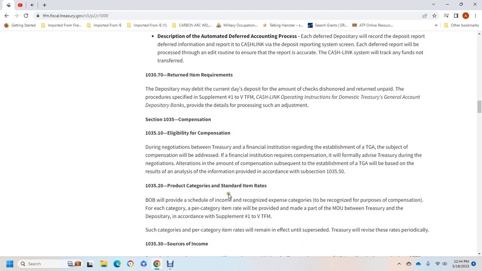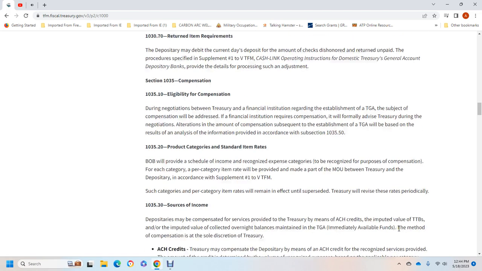1035.20, product category standard item rates. The BOB will provide the depository with the schedule of income-recognized expense categories. Per category item rates will be provided as part of the memorandum of understanding between the Treasury and the depository, in accordance with supplement number 1, volume 5, Treasury Financial Manual. Such per category rates remain in effect and supersede prior rates until the Treasury revises the rates periodically.